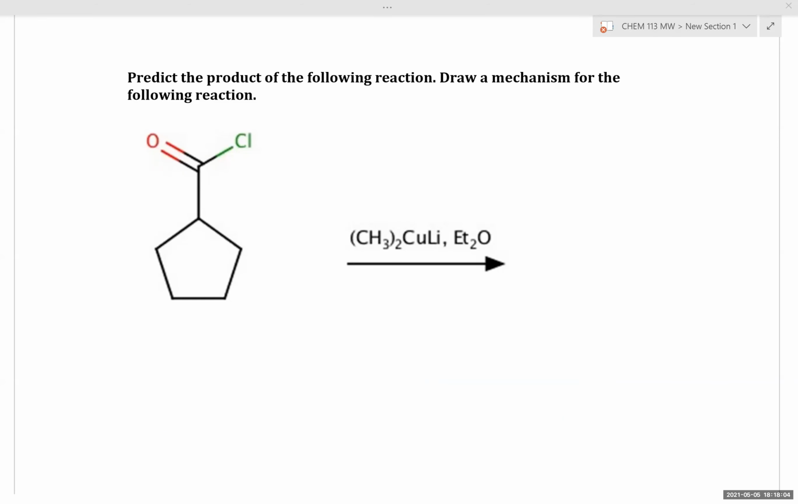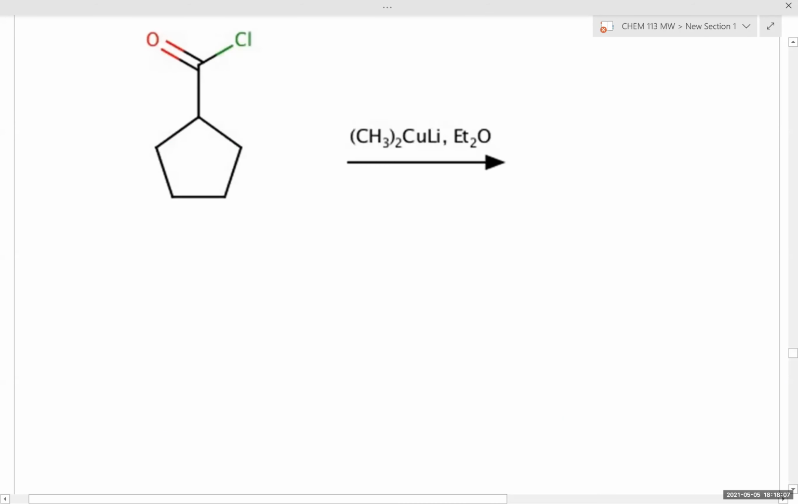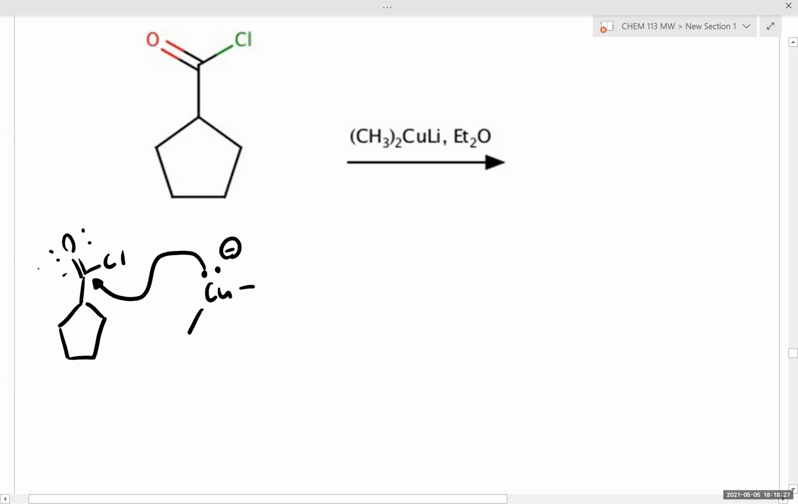So let me just clear those annotations and let's redraw the mechanism for this reaction. In this case, we have our acyl chloride and we have our highly reactive dimethyl cuprate, organocuprate reagent. Organocuprate reagents are considered milder soft nucleophiles. And even with that in mind, they're still sufficiently nucleophilic to attack the electrophilic carbonyl of our acyl chloride. From here, we'll generate a tetrahedral intermediate.